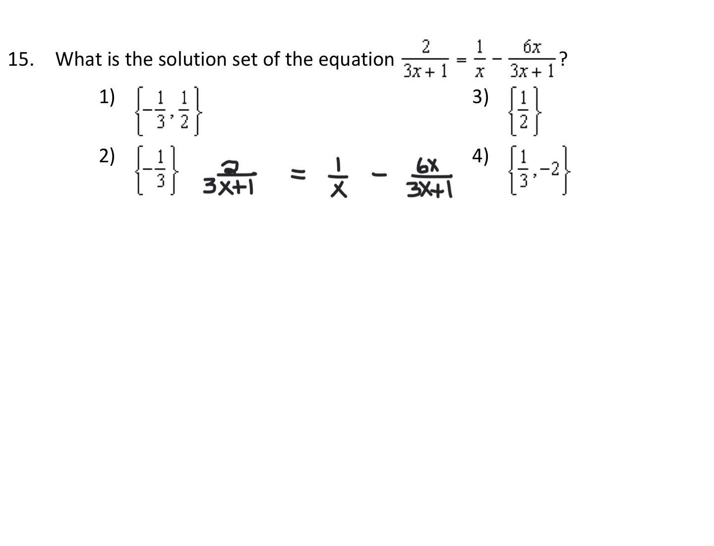Okay, so number 15, we're solving a fractional equation. I rewrote it because I like to give myself a little more room. But with a fractional equation, the first thing we want to do is find a common denominator.